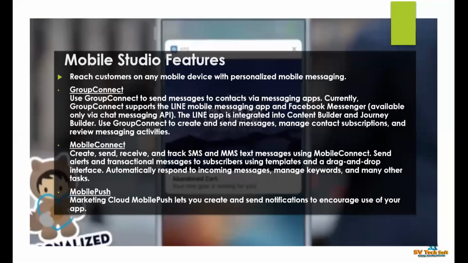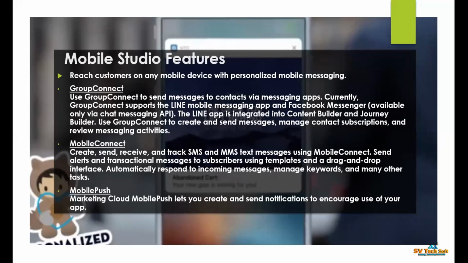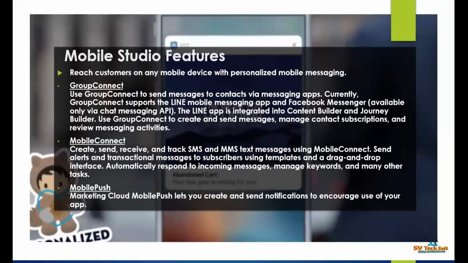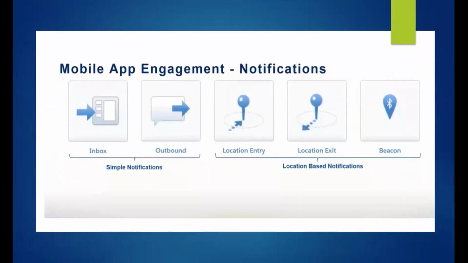We have seen in Mobile Studio, we have Group Connect for Facebook messaging and LINE messaging. You can integrate messaging apps with Marketing Cloud to send messages via messengers. We have Mobile Connect, with the help of which you will be able to send SMS and MMS to your customers. We have Mobile Push, where you can integrate your mobile application, Android or iOS, with Marketing Cloud and facilitate mobile push messaging services. We will see how to use location-based messaging services as well.